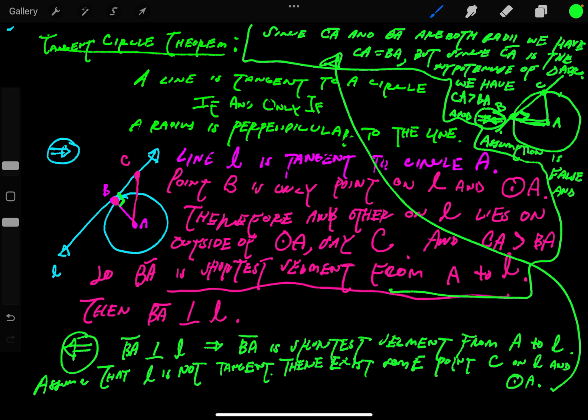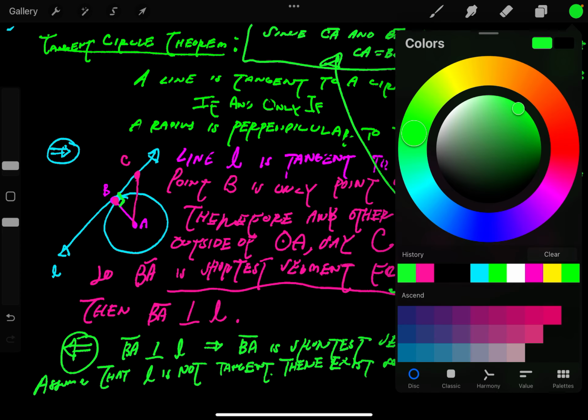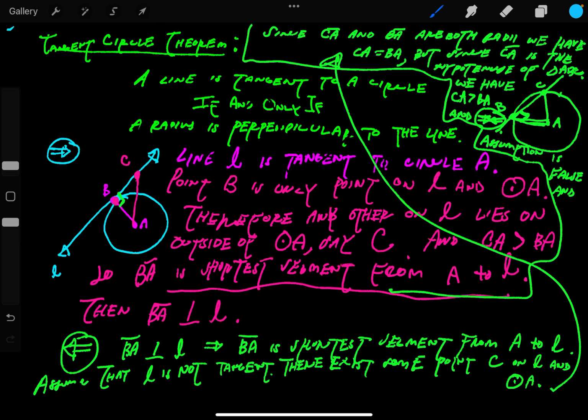And we have our conclusion. You should always write out your conclusion. I'm deliberately doing that. It's typical to actually end at the contradiction in a lot of books I've seen, but the assumption is false, and L is tangent to circle A, just to remember what you're trying to prove. And then you're done. This is your proof in both directions. Not too bad.